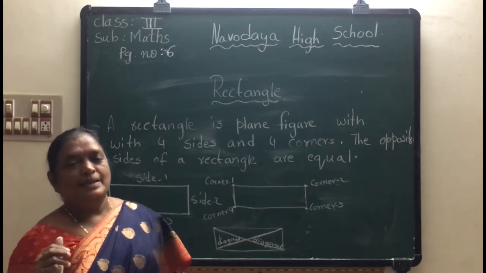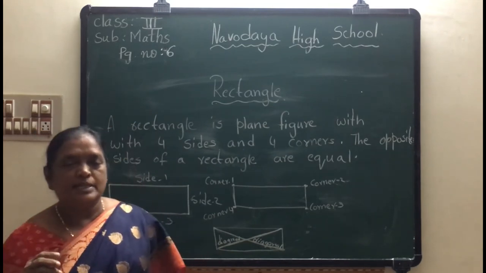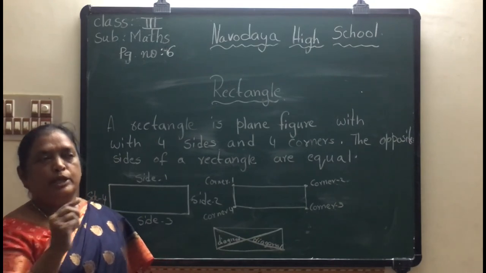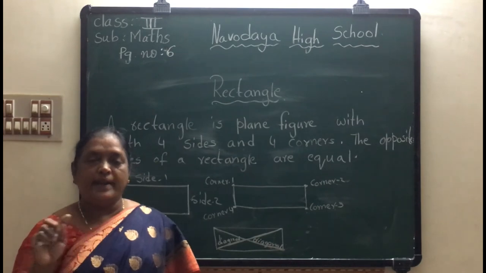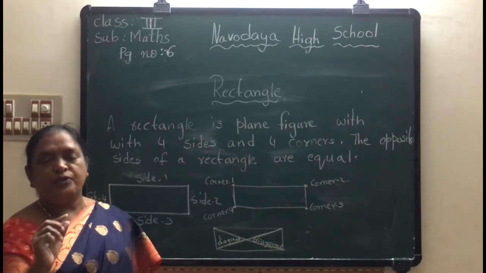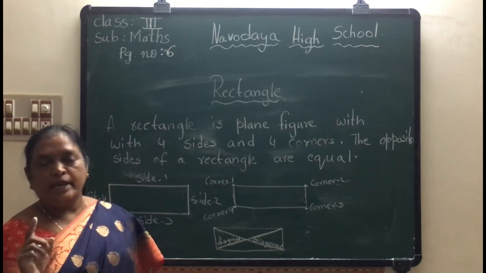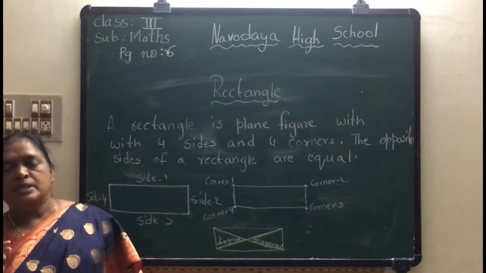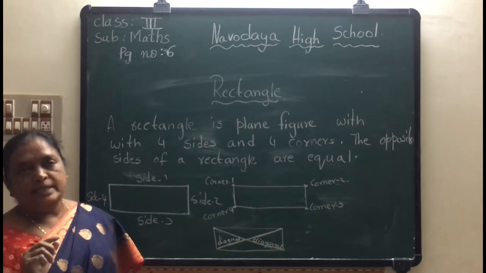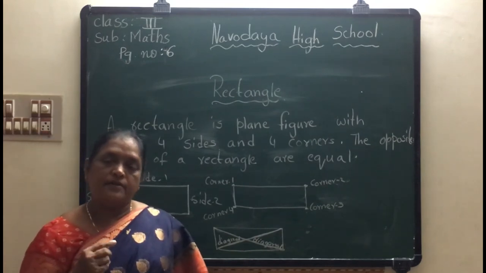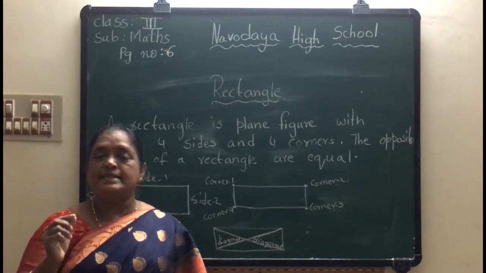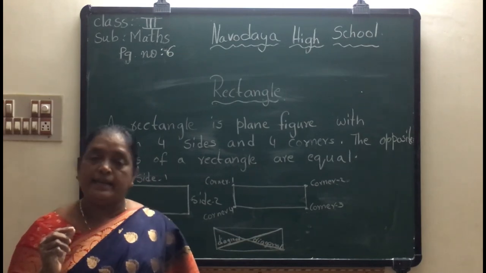Okay children, today's homework is this: today I told you two figures, triangle and rectangle. You have to draw those figures, triangle two times and rectangle two times, and you have to write how many sides and how many corners are there for the rectangle, and how many sides and corners are there for the triangle.